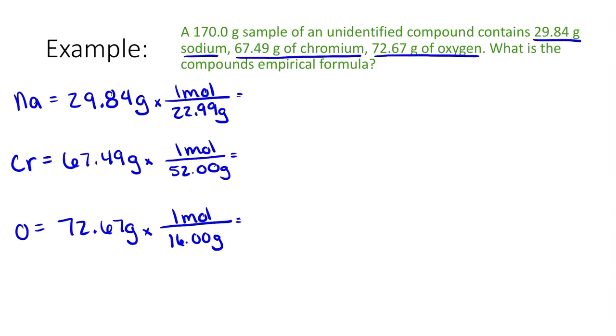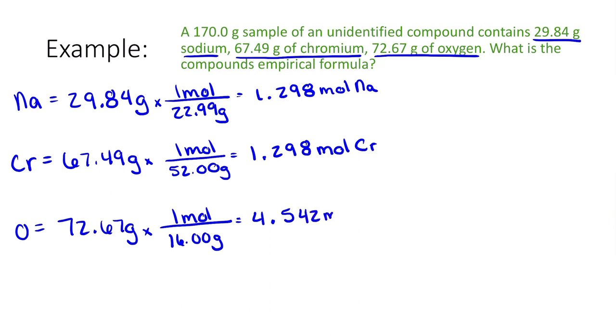So 29.84 divided by 22.99 is going to equal 1.298 moles of sodium. And then 67.49 divided by 52 is going to equal 1.298 moles of chromium. And then this last one, 72.67 divided by 16, is going to equal 4.542 moles of oxygen. All right, so now I'm at the step where everything is in moles.